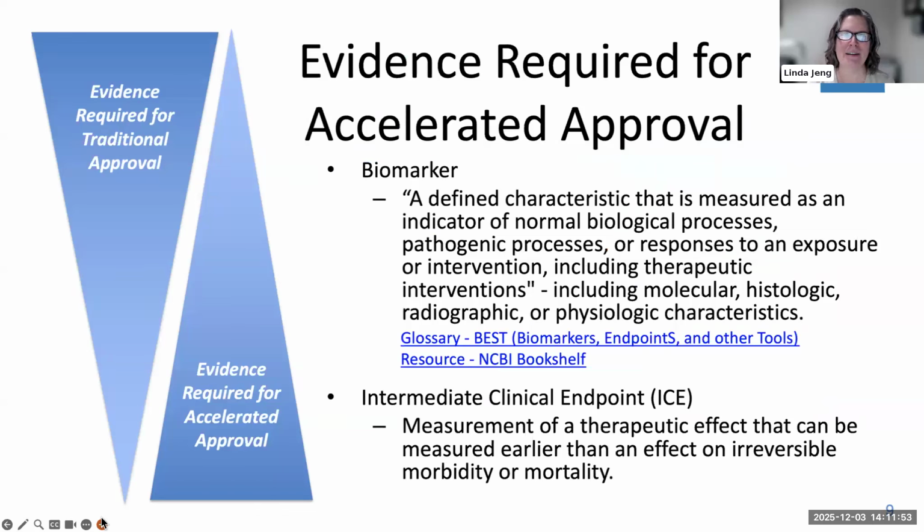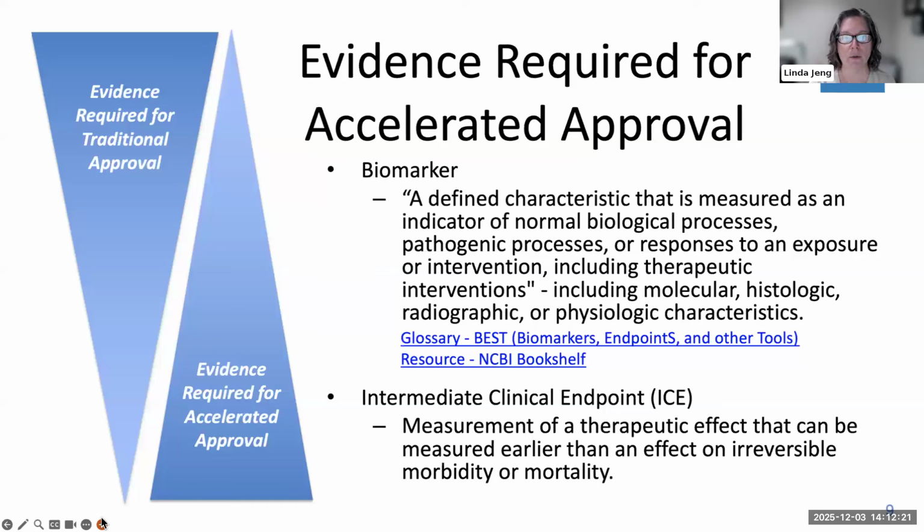Evidence is required for the accelerated approval. Like I said, you could support with a biomarker. You could support also with an intermediate clinical endpoint. Those are measurements of therapeutic effect that can be measured earlier than the effect on an irreversible morbidity or mortality. When you look at the biomarkers supporting accelerated approval, it's this gradient between whether you can support traditional approval or accelerated approval.